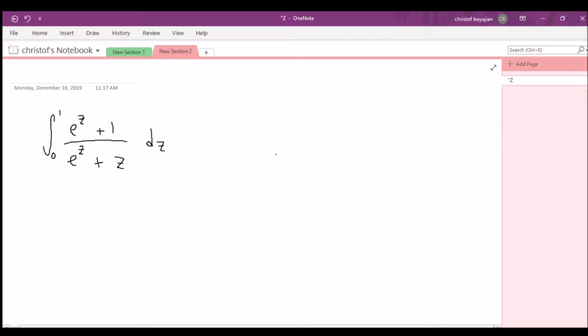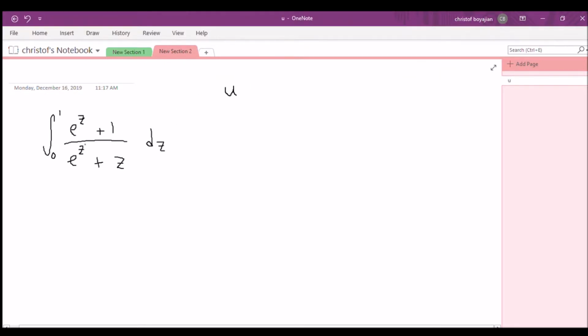Okay, so we are evaluating the definite integral of e to the z plus 1 over e to the z plus z times dz. All right, this might sound a little bit intimidating. It looks a little tricky. Let's go ahead and do a u-sub. Maybe we can do something to simplify this integral, making it a little bit simpler.